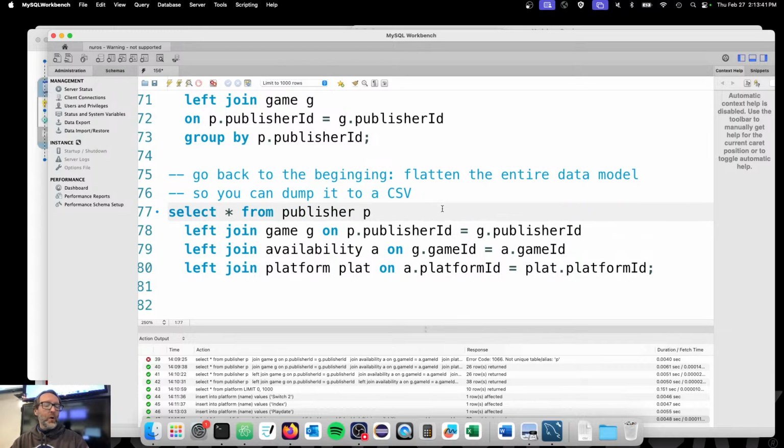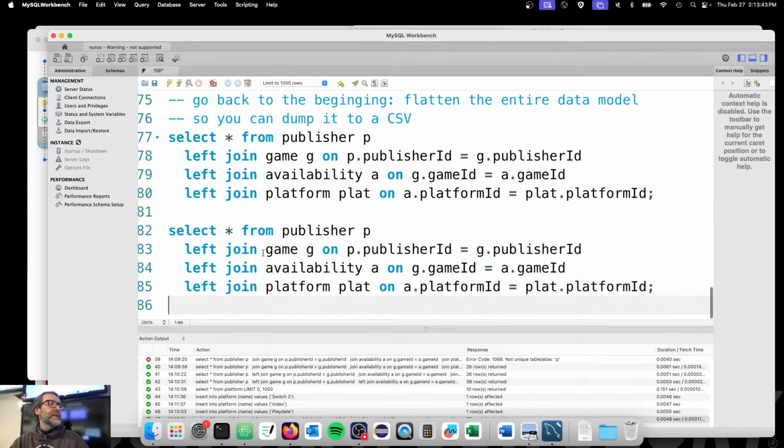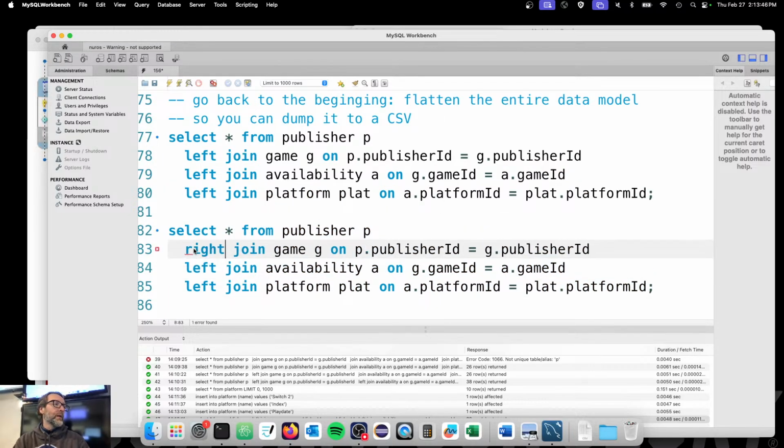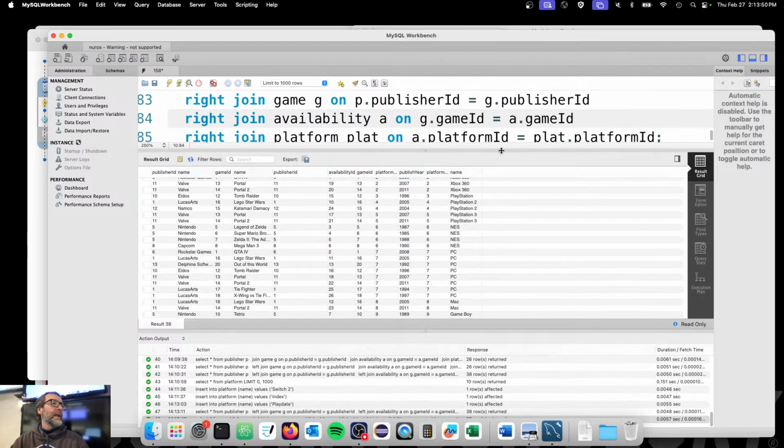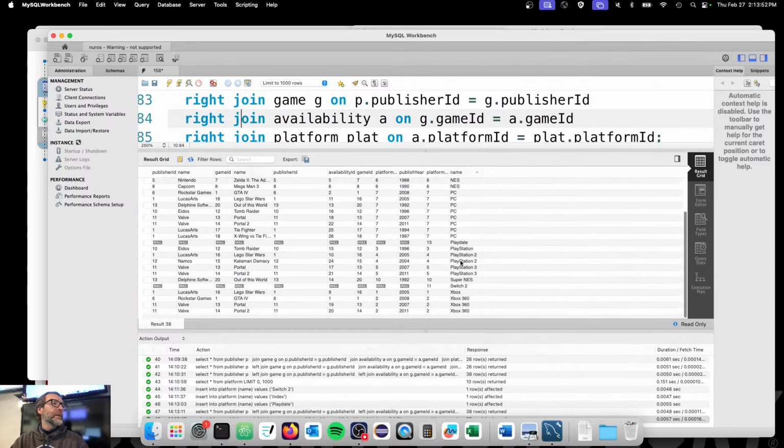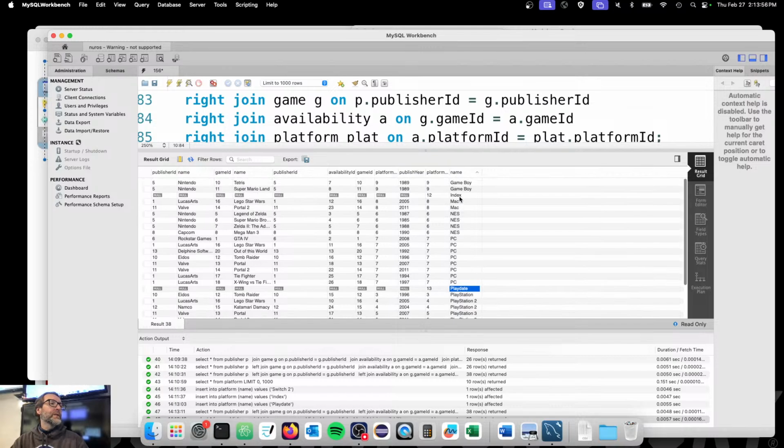Or I could go ahead and grab it all and say right preserve, right? Right join, right join, right join. And now I'm going to get Playdate. Where is it? There we go. There's Switch, there's Playdate, and there's Index. And those are now preserved from the right because you're reading right to left. That's still not satisfying because what happened from my left angle, right? From the left side.